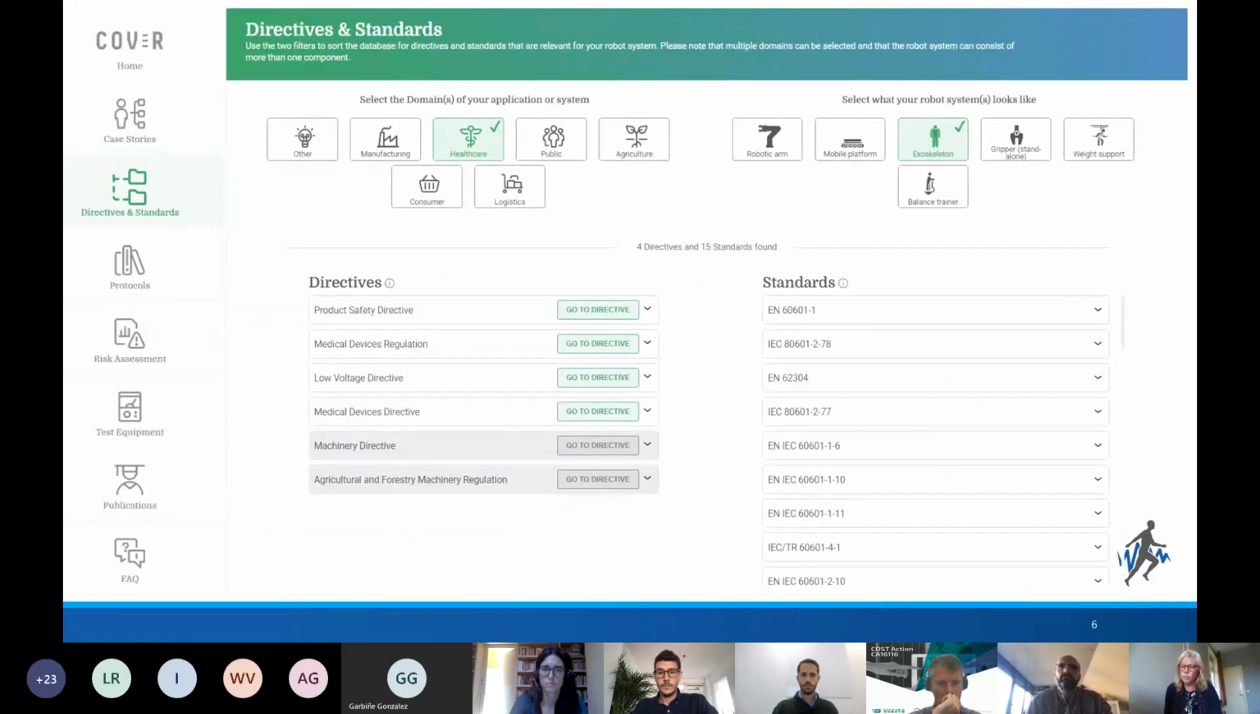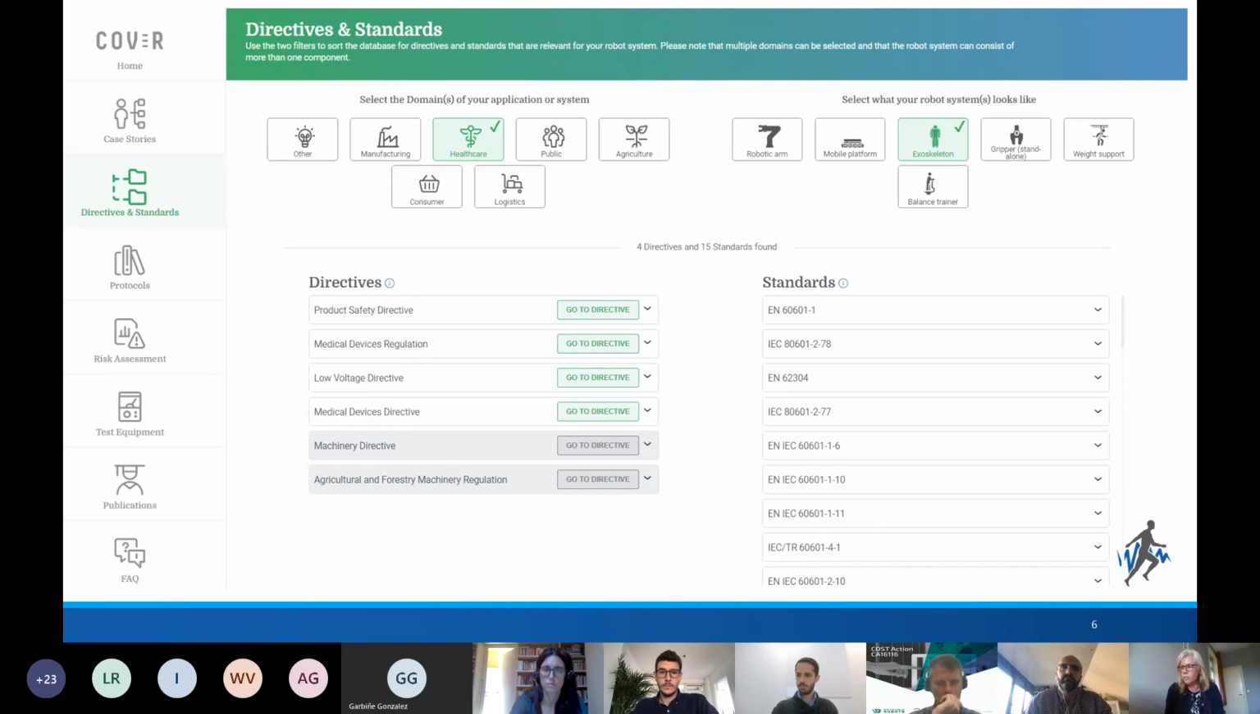That's where COVR tries to provide some information. So this is a screenshot of the toolkit that's available online through the COVR toolkit that I showed on a slide earlier, safearoundrobots.com. And you will find here a lot of information. So, for instance, the directives and standards. You can filter based on the type of domain you're interested in and what the robot system looks like. So you can click and play with the selections there. And then it will spit out a list of directives and regulations that are likely applicable to your device.